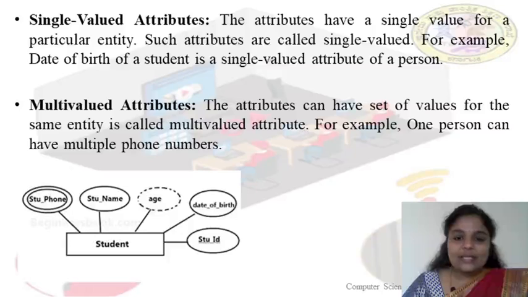Next, multi-valued attributes. As I said previously, attributes that can have a set of values for the same entity are called multi-valued attributes. For example, one person can have multiple phone numbers. Correct? Why is storing multiple phone numbers required? Do I need to have two or more phone numbers in my database? Will it not work if I have only one phone number? Or won't it work if I don't have any phone number at all?